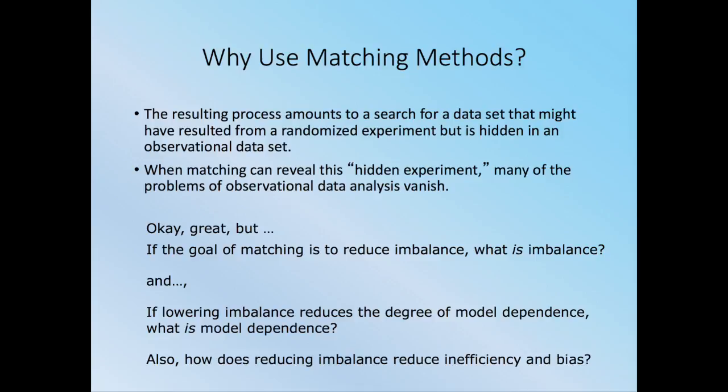Okay, so we have to think about then, that's all great and fine, but if the goal of matching is to reduce this imbalance, well, what does that mean? What is imbalance? And if lowering the imbalance reduces the degree of model dependence, what do we mean by model dependence? Why is that important, right?